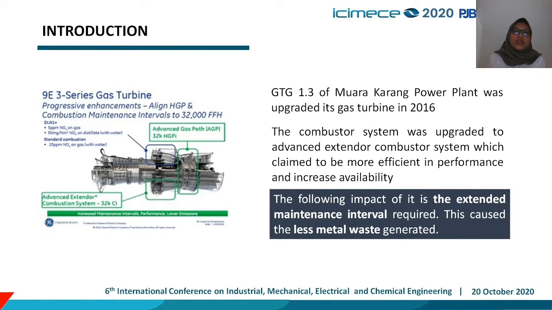In 2016, GTG 1.3 Muara Karang power plant was upgraded into the Advanced Extendor Combustion System, which is claimed to be more efficient in performance and to increase its availability. So the following impact is an extended maintenance interval, which causes less metal waste generated. The objective of this study is to identify the reduction in scrap metals following the combustor upgrade compared to its condition before the upgrade was done.